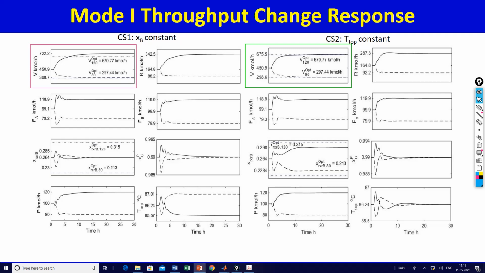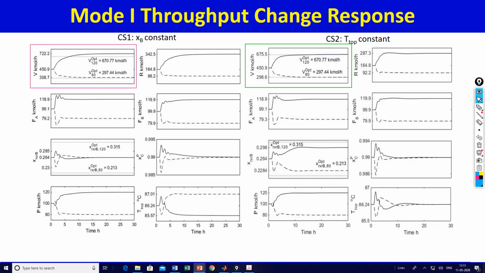The boil up at which the process ends up is noticeably higher than the optimum. On the other hand, the boil up at which you end up using CS2 is only very slightly above the actual optimum. So you are nearly optimum, both for a production increase and a production decrease. In CS1, you are suboptimal both for a production increase and a production decrease. The suboptimality for production increase is more than the suboptimality for production decrease.